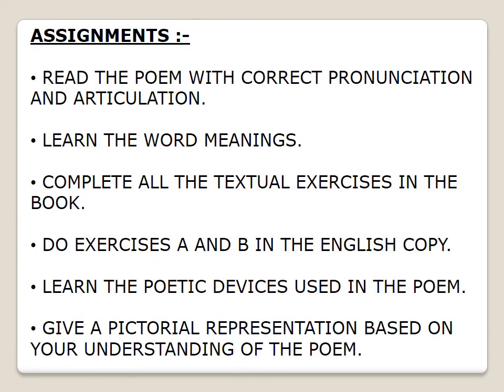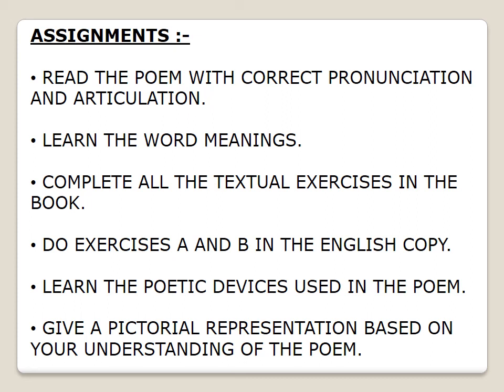Now let me remind you, we have read the poem, we have understood the poem, we have also discussed the textual exercises in our last video. So here is a list of assignments that you have to complete from this chapter. The very first and the most important one, you will read the poem with all the correct pronunciation and in a very articulate manner. And if you have any issues, we'll discuss it in the online classes.